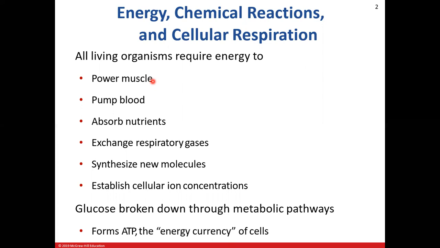But where do we get a lot of our energy from? Well, probably one of the biggest substances that we get it from is glucose. Essentially glucose is broken down through different metabolic pathways, and by breaking down glucose, this is how we form ATP. ATP is the energy currency of cells. This is the major type of energy that we will use.